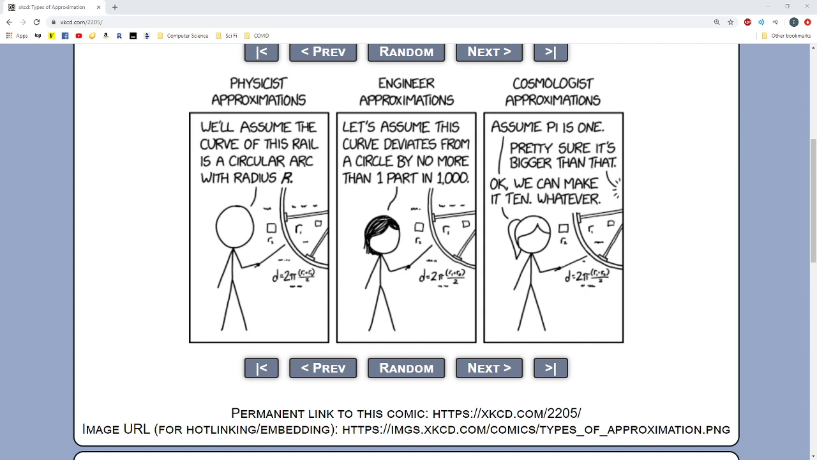Sometimes we kind of get into the engineer approximations in this comic, but most of the time, Big O feels the most like cosmologist approximations because, in fact, pi is Big O of 1, and it's Big O of 10. So actually, it's even more true than Randall says here.